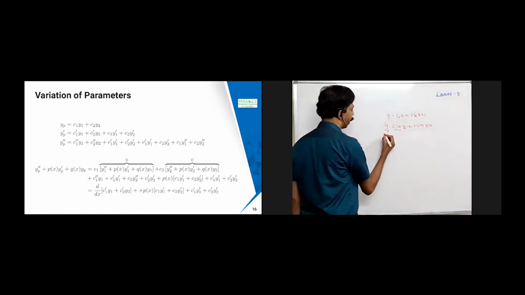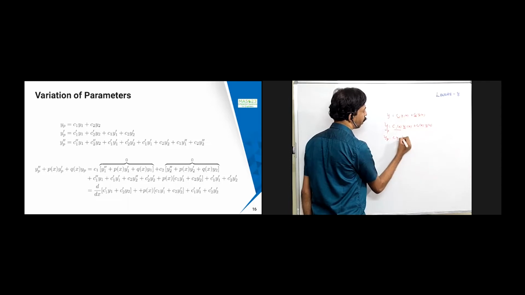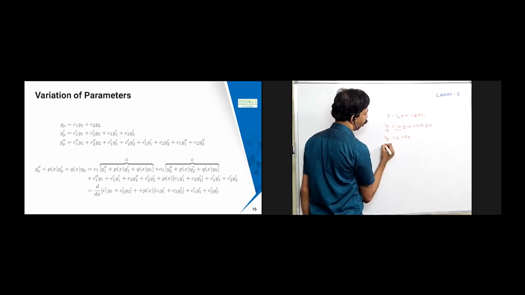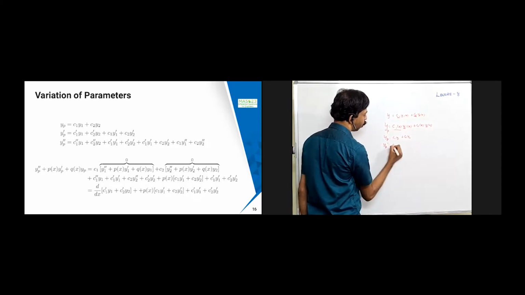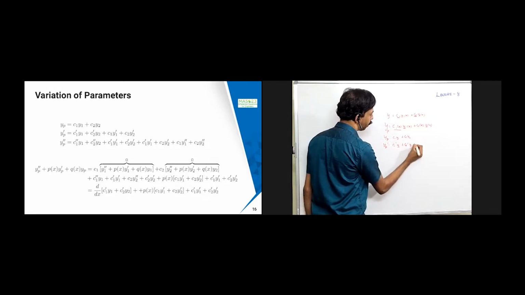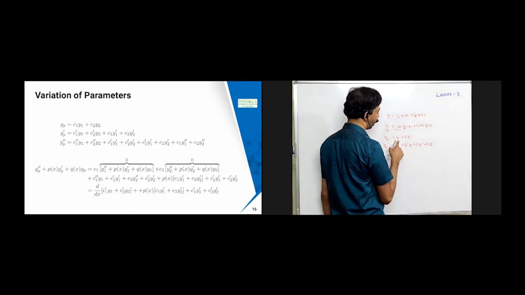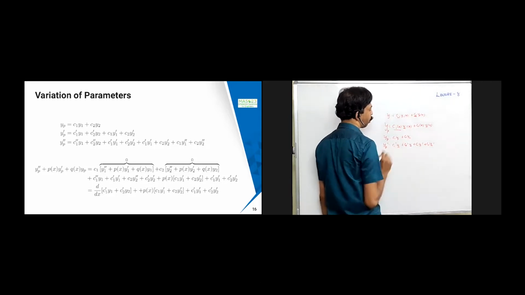So I'm just going to write yp as c1 into y1 plus c2 into y2. yp dash, I can write as c1 dash into y1 plus c2 dash into y2 plus c1 y1 dash plus c2 y2 dash, because c1 is also a function of x, y1 is also a function of x, therefore four terms will come.